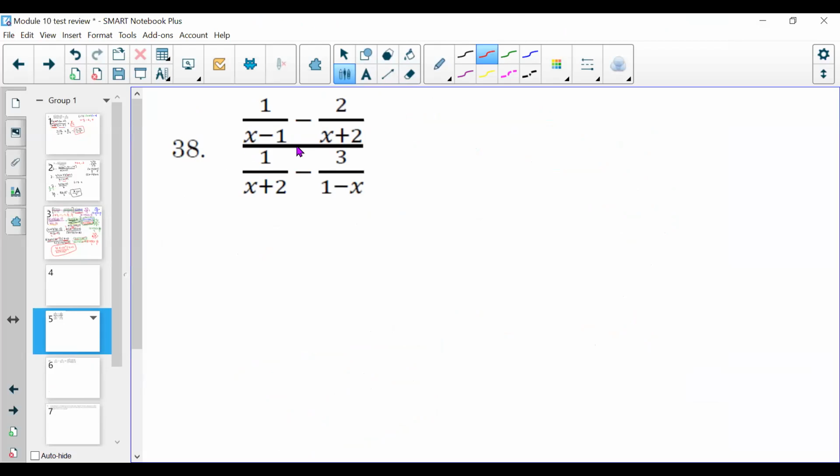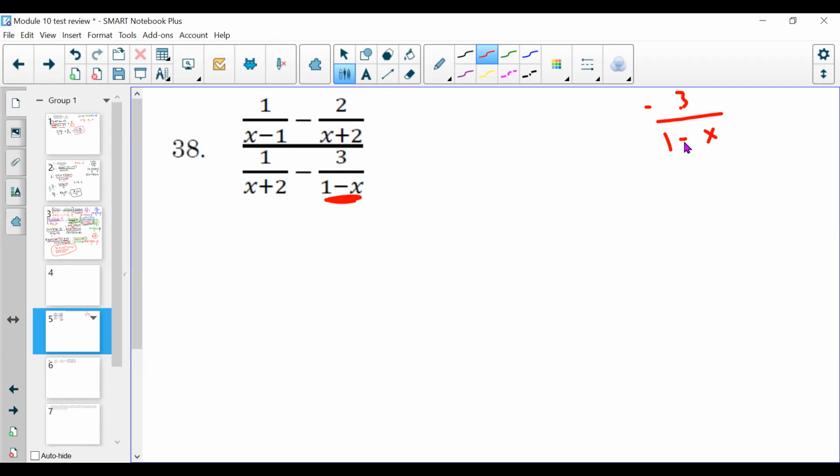So for this problem, there's 2 ways to go about it. I'm going to go about it the way that I like to do it, and that's going to be multiplying everything by the LCD. All right. So before I multiply everything by the LCD, I have this really weird 1 minus x here, right? I don't want anything as 1 minus x when everything else is in the form x minus or plus some number. So I'm going to take this negative 3 over 1 minus x, and I'm going to fix it.